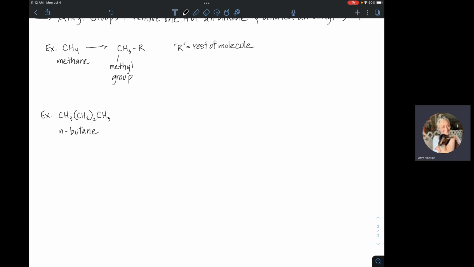I can remove a hydrogen from one of these terminal carbons, so one of these end methyl groups, and I can turn that whole thing from an n-butane to an n-butyl group. So I can say that I've got this. See how we've removed a hydrogen there from that n carbon? It's going to be attached to some other molecule. And this is now called an n-butyl group.